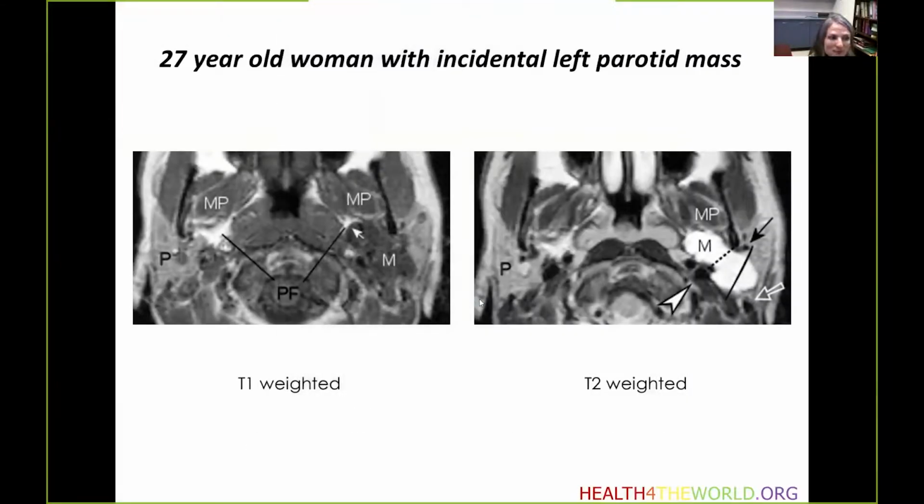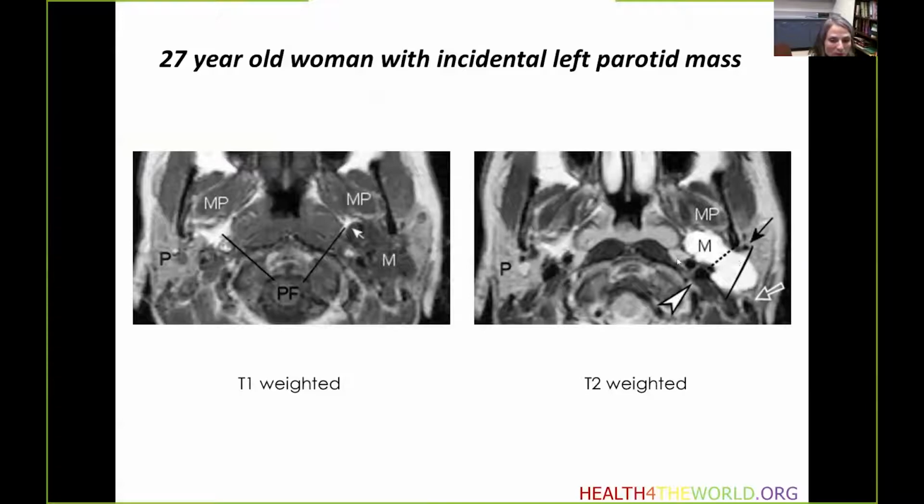Next case. A 27-year-old woman with an incidental left parotid mass. This is a T1 weighted axial MRI of the neck on the left, and on the right you see a T2 weighted image. And what is seen here is a well-defined T2 hypointense and T2 hyperintense lesion that is most likely originating from the parotid space.